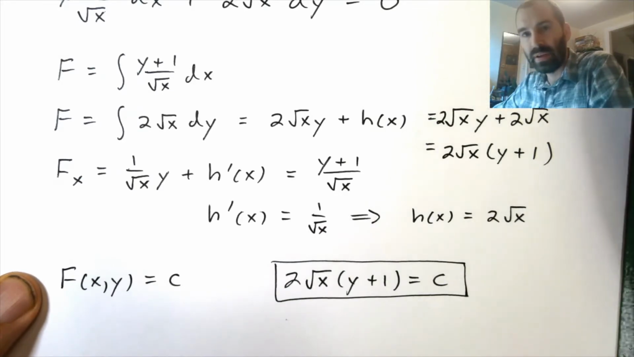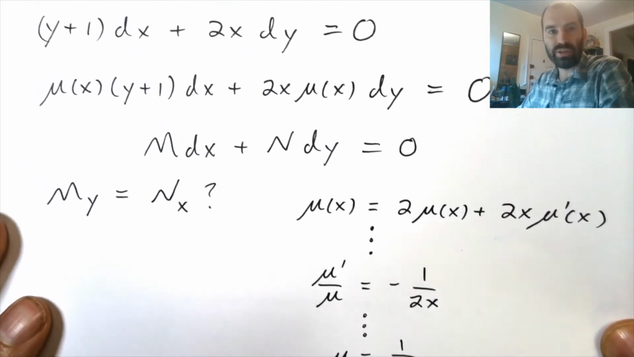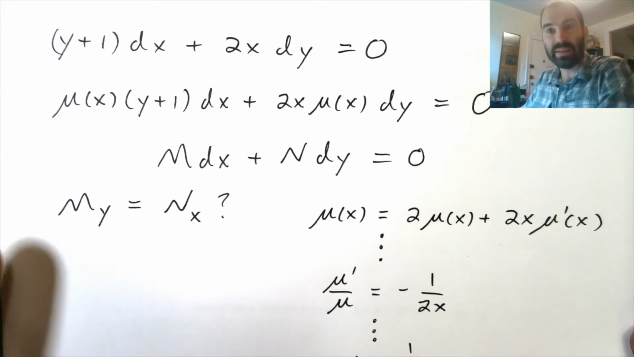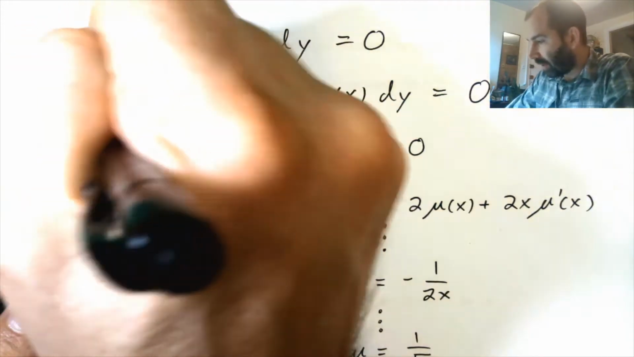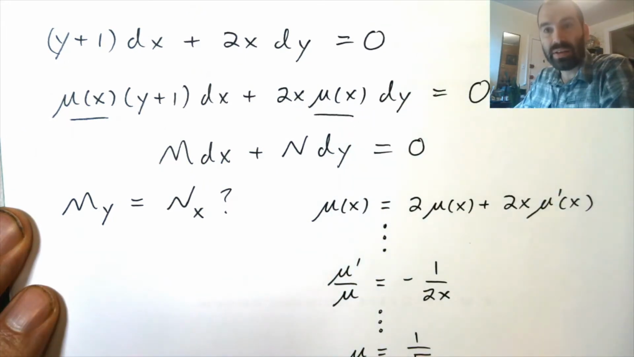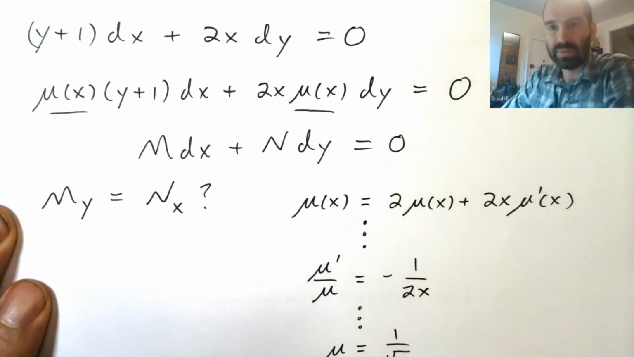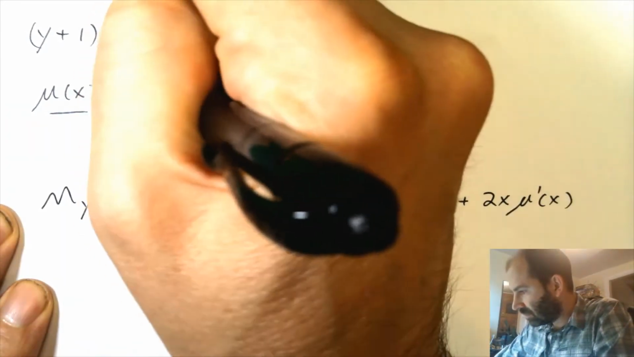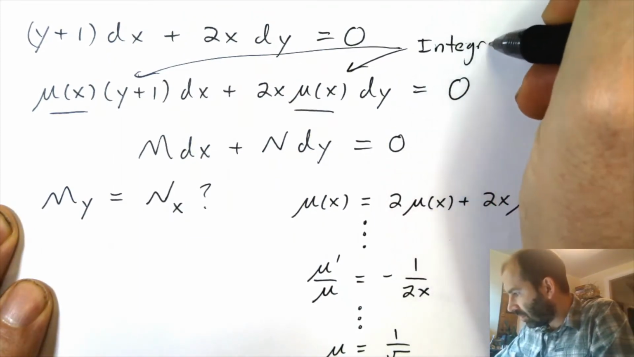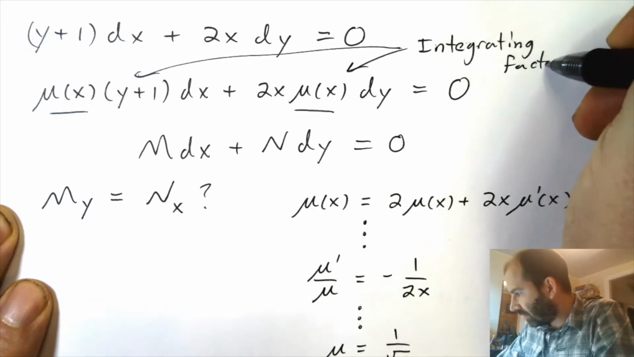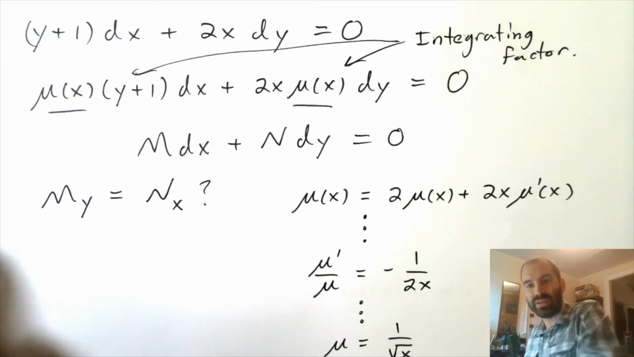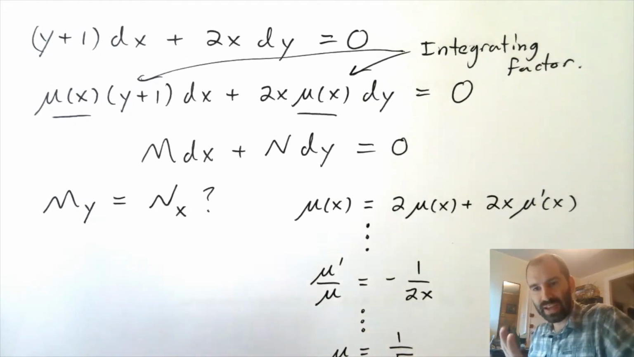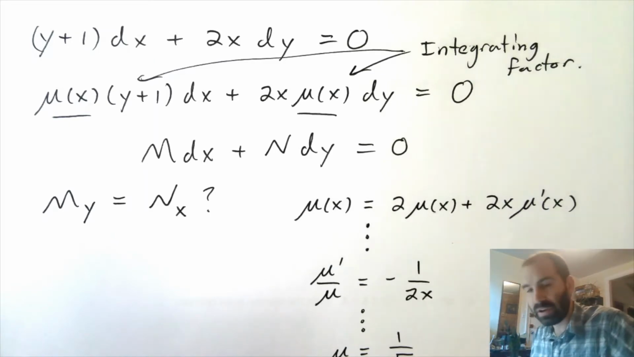That's the solution. Okay, so even though the original differential equation was not exact, we were able to multiply by something to make it exact. Now this thing that we multiplied by, that is called an integrating factor. That's an integrating factor. And that's the idea, is finding these integrating factors so that we can do this. So you're always going to check to see if it's exact. If it's exact, you don't have to do this, right? But if it's not exact, look for an integrating factor.